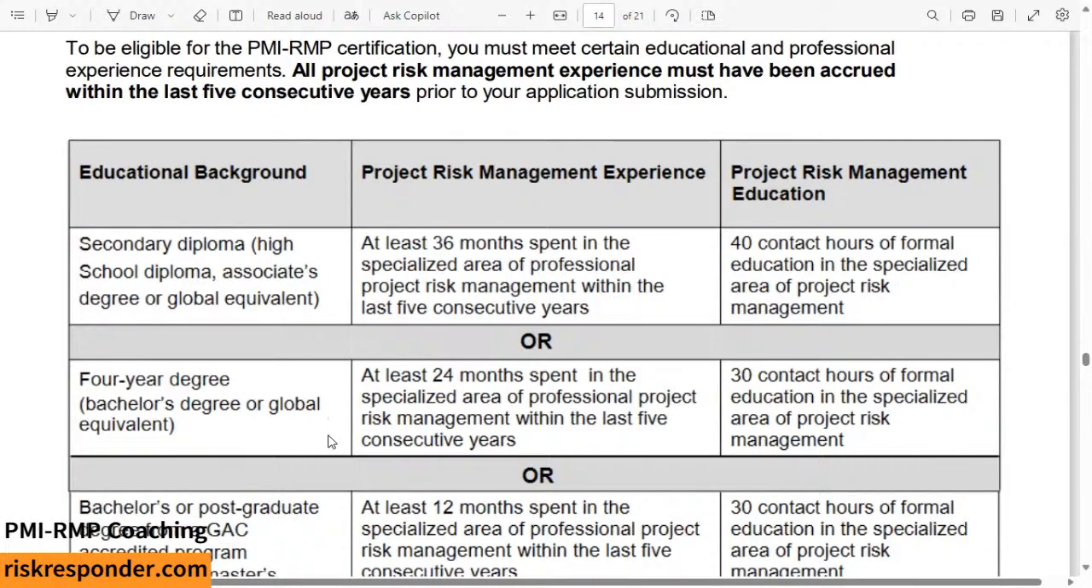If you have a bachelor's degree or the global equivalent, you need at least 24 months spent in the specialized area of professional project risk management within the last 5 consecutive years. In other words, if this is 2024, you cannot go to 2017 to count your experience. It has to be recent. You also need 30 contact hours of formal education.